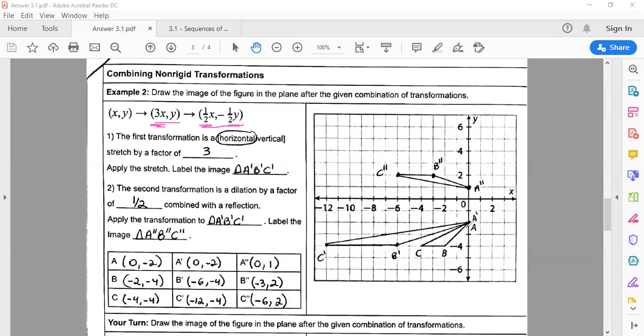We started off with triangle ABC, okay? Then we did a dilation by a factor of 3 horizontally. So notice how the picture got stretched out. So that's triangle A prime, B prime, C prime. And then what we did is we applied a scale factor of a half to that picture, and then we flipped it over the x-axis. So we end up with triangle A double prime, B double prime, C double prime above the x-axis.